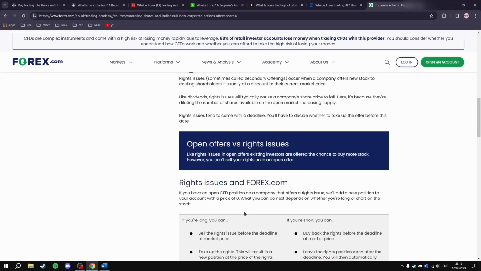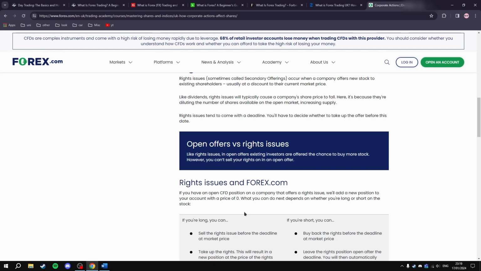Open offers versus rights issues. Like rights issues, in open offers, existing investors are offered the choice to buy more stock. However, you can't sell your rights in an open offer.